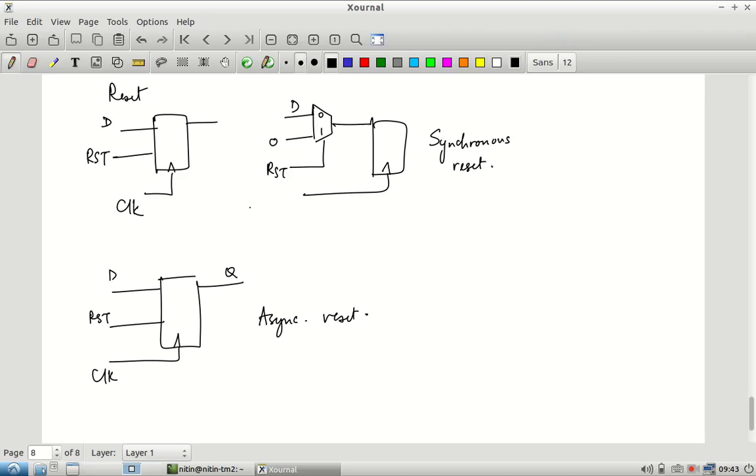But having a reset does add additional circuitry to a flip-flop. Okay? So for those of you who are looking for the circuit to do for your project, you are of course expected to do a flip-flop of some sort. If some of you are interested, you can also look at how you can add reset to the flip-flop. Okay? That's just an additional thing to look for.